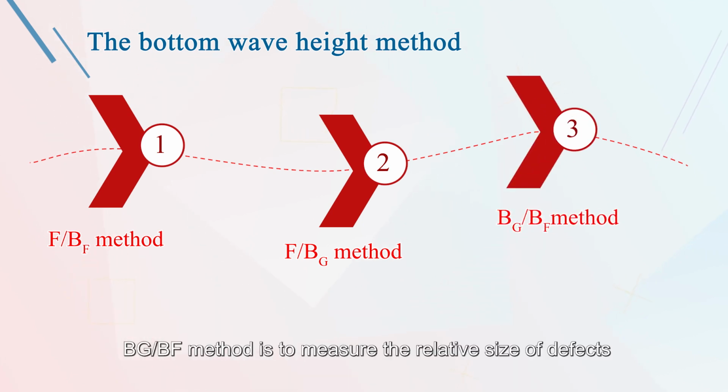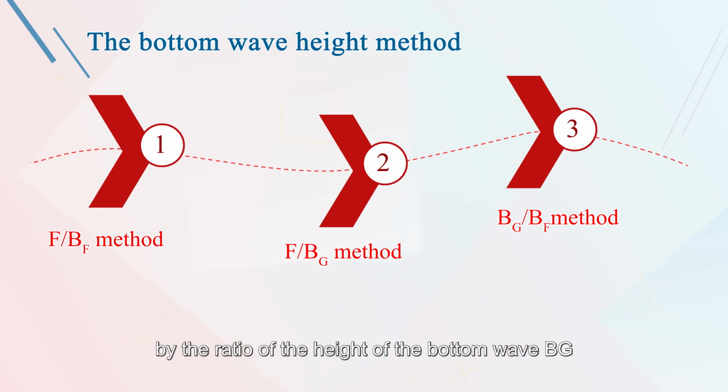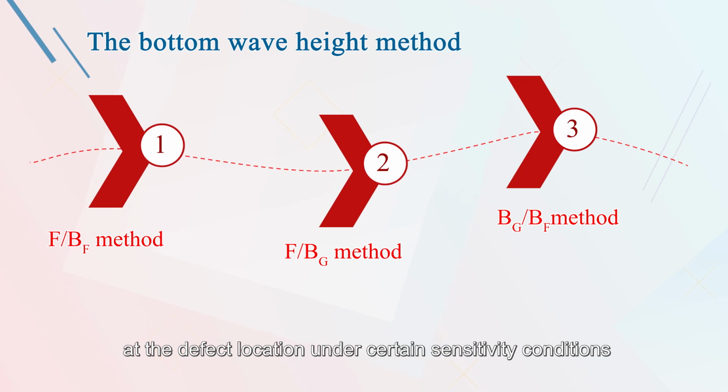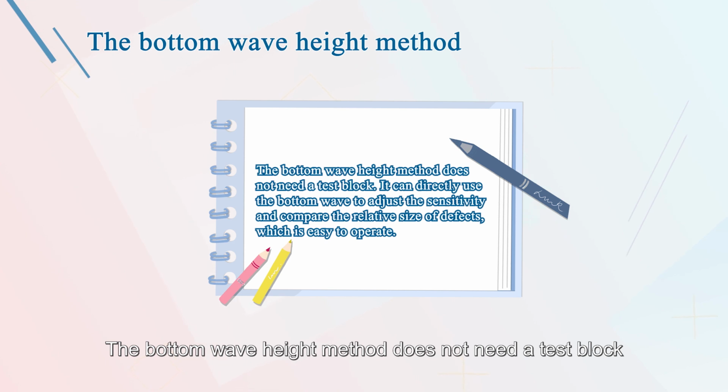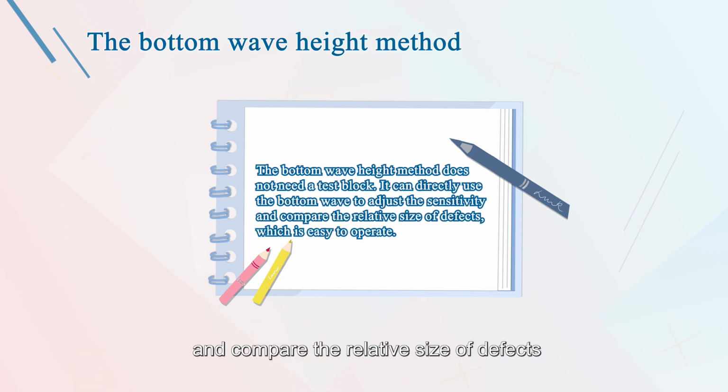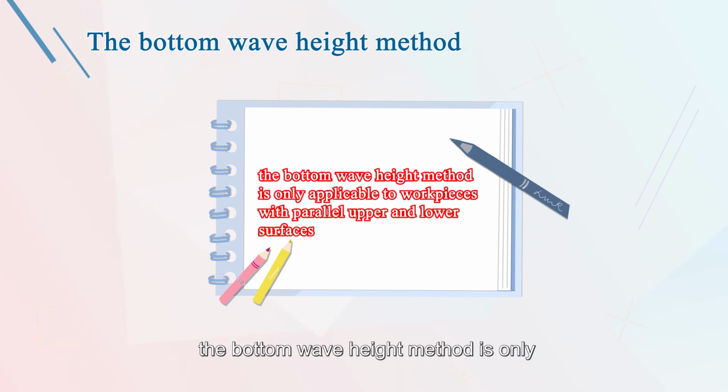The BG/BF method is to measure the relative size of defects by the ratio of the height of the bottom wave BG at a defect-free location to the height of the bottom wave BF at the defect location, under certain sensitivity conditions. The bottom wave height method does not need a test block. It can directly use the bottom wave to adjust the sensitivity and compare the relative size of defects, which is easy to operate. In addition, the bottom wave height method is only applicable to workpieces with parallel upper and lower surfaces.